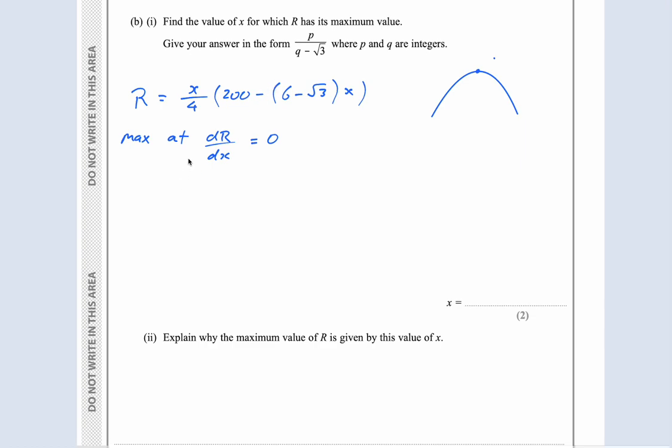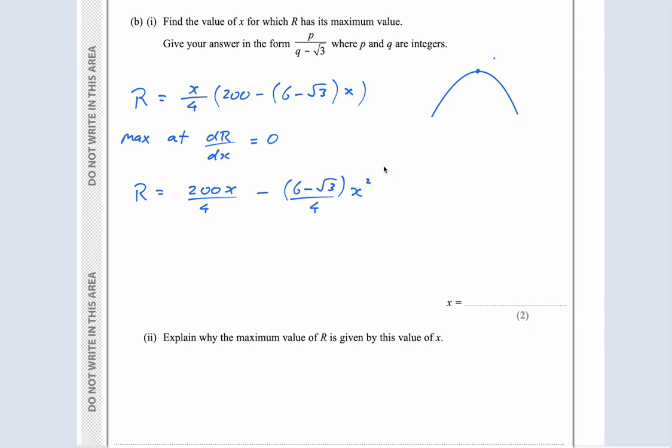Well, let's rewrite, or I'm going to actually multiply this out now. I'm going to have x, I'm going to have 50x, because it's 200x over 4, which is going to be 50x, minus 6 minus root 3 over 4 x squared. So I've multiplied this times this and this times this. Now I'm going to... sorry, this is dr, no it isn't, I have just multiplied out.